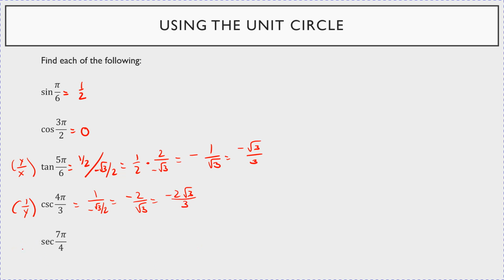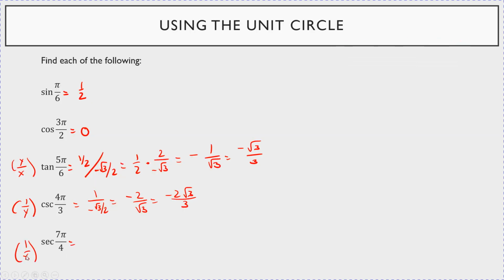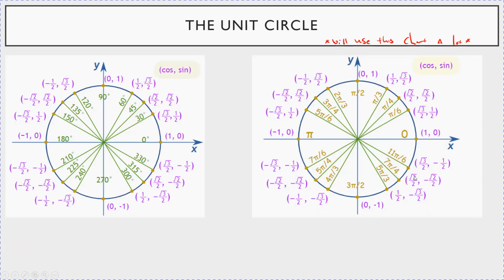And so secant is 1 over x. So secant of 7 pi over 4. You're just going to go back and say, okay, where's 7 pi over 4? Right here. And secant is 1 over x. So it's 1 over this. So it's the flip of this. So you're going to take 1 divided by the square root of 2 over 2.